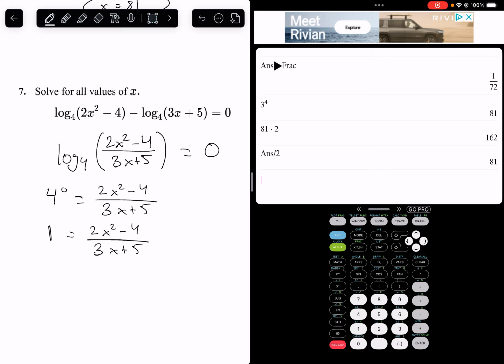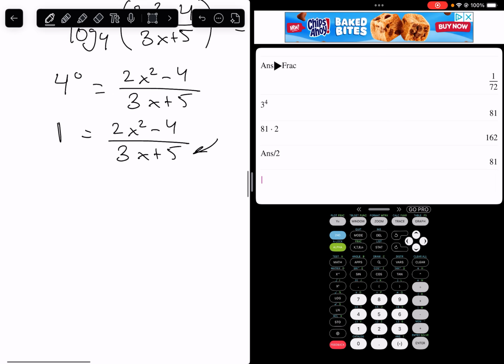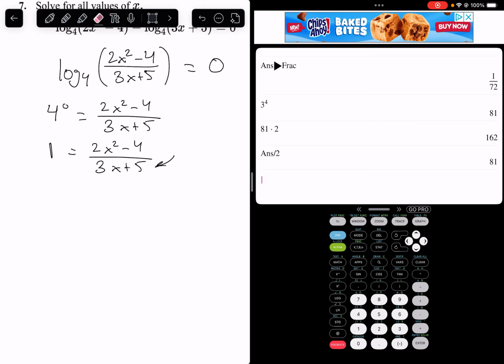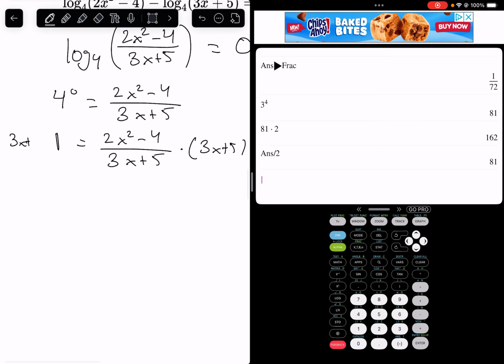Now if you notice, right now looking at this, it looks like we're going to be left with a quadratic. So we want to get all the x's on the same side. However, having x's in the denominator isn't super helpful here. So we want to get rid of that stuff in the denominator. So we're going to multiply both sides by 3x plus 5. We would distribute this, but it's just a 1, so nothing's really going to change there. So we get 3x plus 5 is equal to 2x squared minus 4.